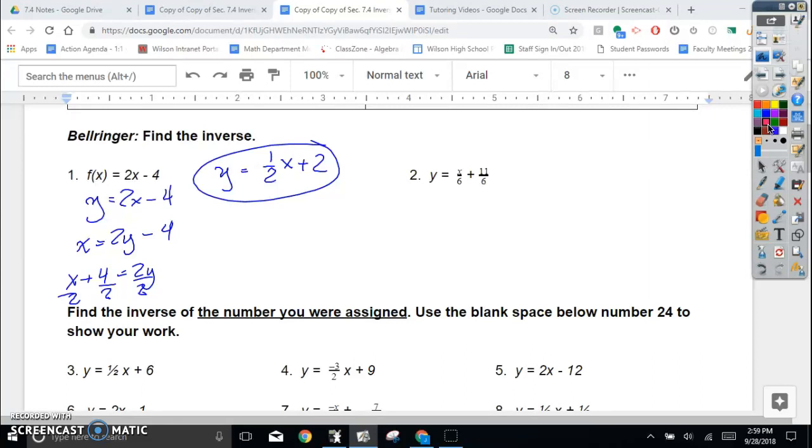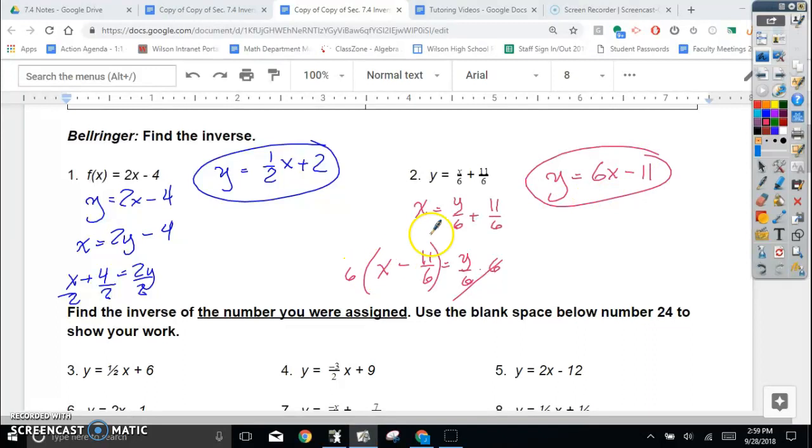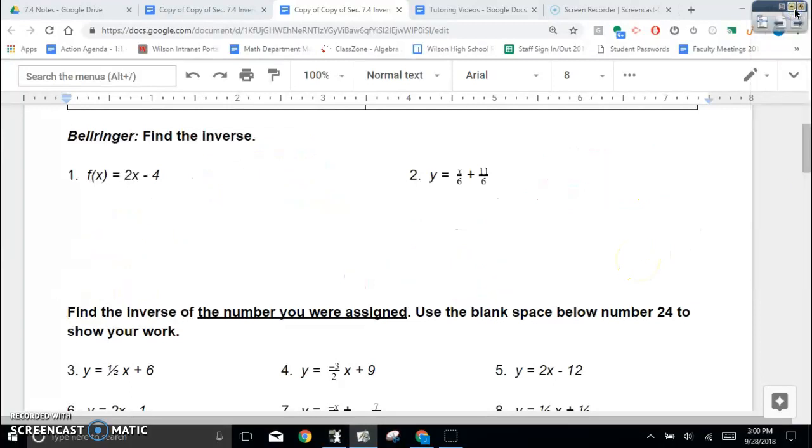That's your inverse. Over here, I'm going to switch the x and y right away. Notice I don't change anything else. I'm going to subtract the 11/6 over, and then I'm going to multiply everything in the equation by 6. So those cancel out. You get y is equal to 6x minus 11. 6 times x is 6x. 6 times this will basically be 1 times 11. So there's your inverse.